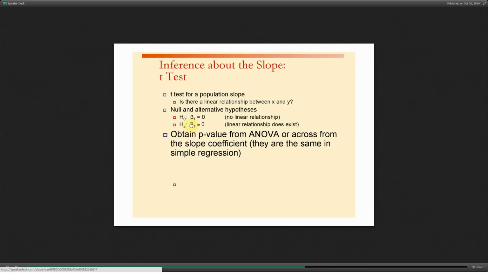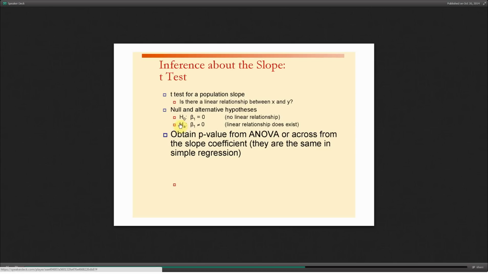If we can have evidence to support the hypothesis that beta 1 is not equal to 0, in other words, the unknown population slope is not equal to 0, then we would say that there is a relationship. Now, the way we do this is just the same thing. We're going to use a t-test, because our errors are assumed to be normally distributed, and because they're normally distributed, we can apply the t-test to figuring out what the unknown population slope is.